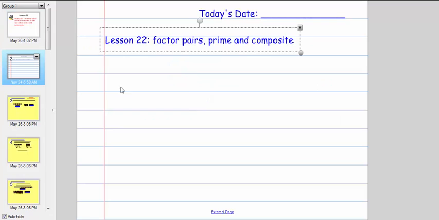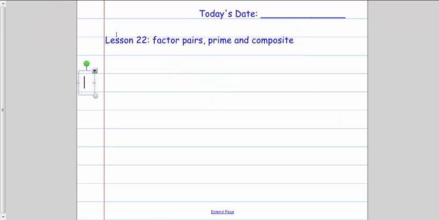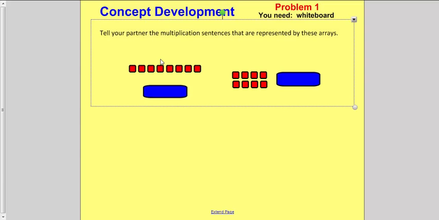In your math journal, I want you to go ahead and write today's date, and then I want you to write Lesson 22, factor pairs, prime, and composite. We're going to do quite a bit of writing in our journal today. Quite a bit more than we normally do. So I just want you to be prepared.